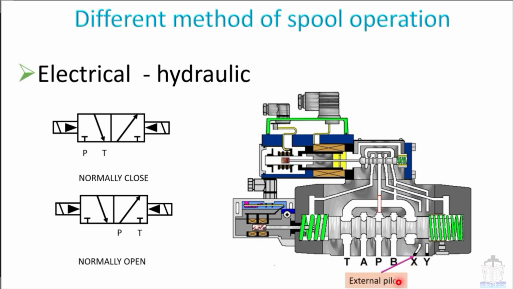And this X is called external pilot, which means you can block this line and open this port, so you can have an external pilot. Similarly, this Y is called the external drain. In case you don't want to use the internal drain, then you have another option: you can use an external drain from this port Y.